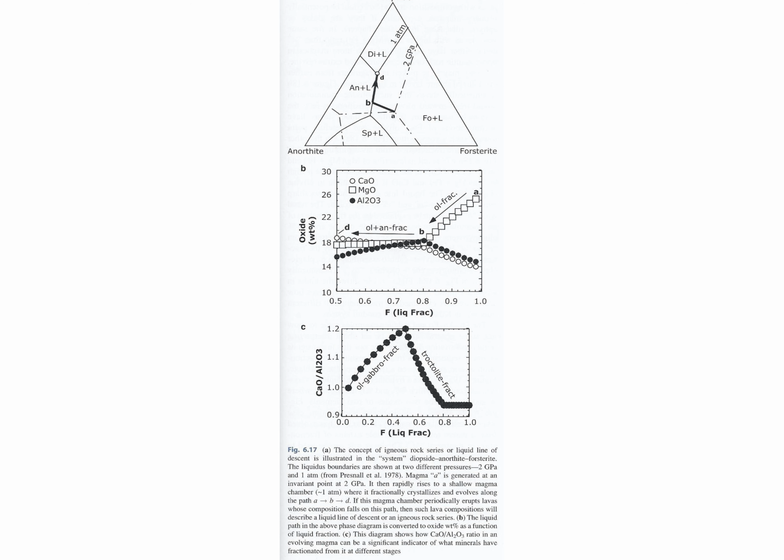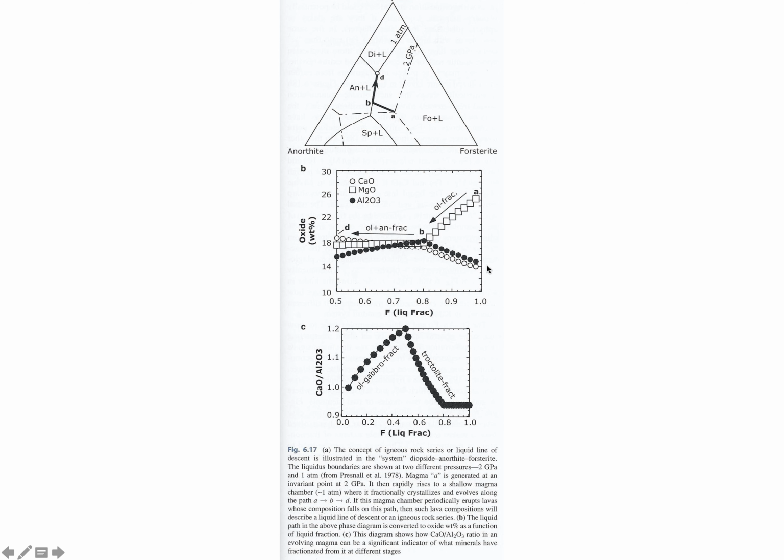So what do we have here? At the top again a diopside anorthite forsterite triangle. We have the different pressures, 2 gigapascal and 1 atmosphere, and the cooling path A to B to D. Along this cooling path in B and C we have the oxides in weight percent: calcium oxide, magnesium oxide, aluminium oxide. Here we have black dots, white dots, and white squares.